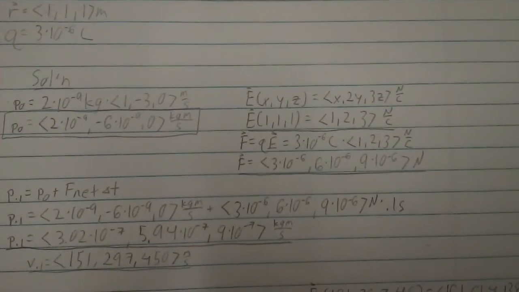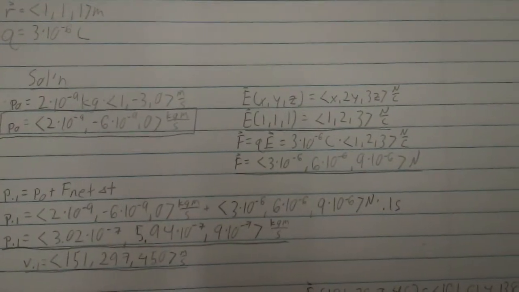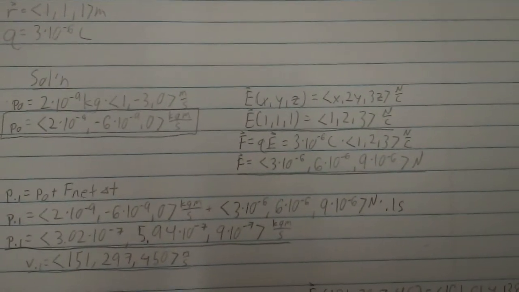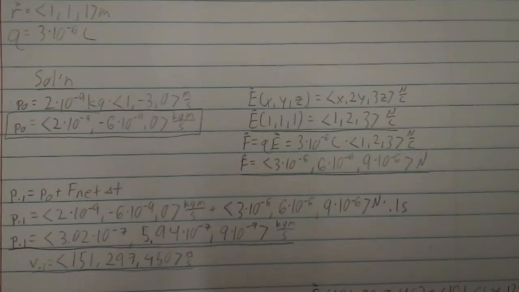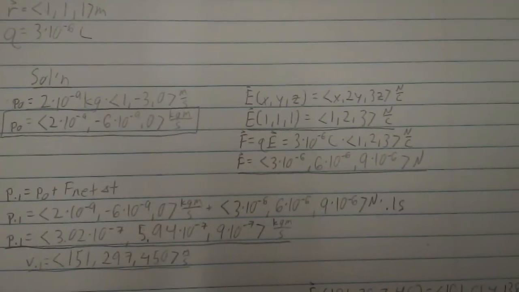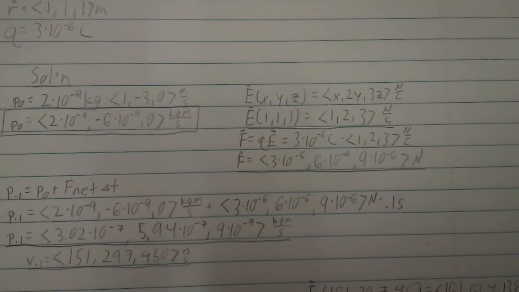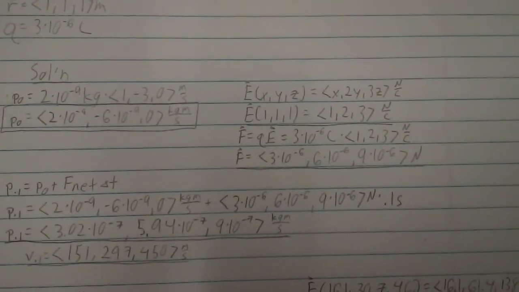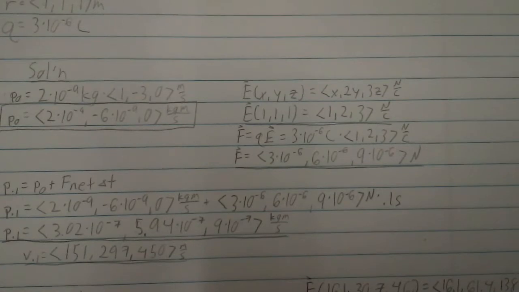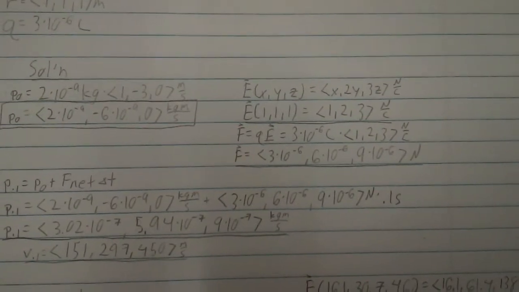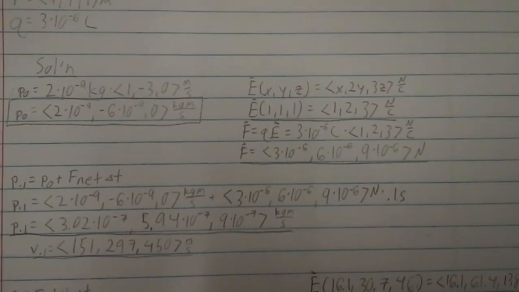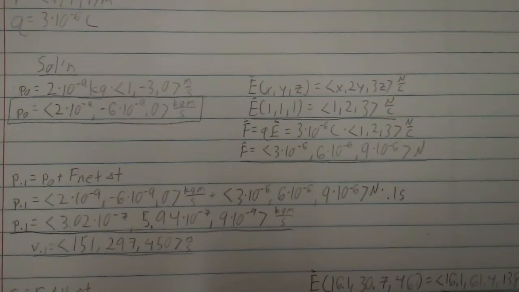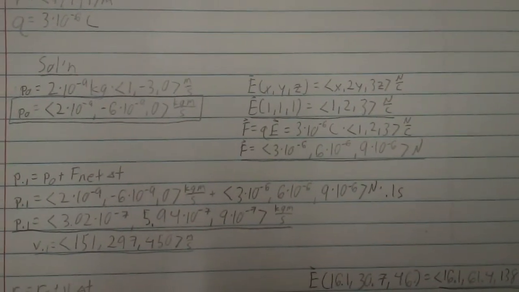Then we find the electric field by plugging in the value of its position, 1, 1, 1, into the equation. And we get 1, 2, 3 newtons per coulomb. Then we find the force applied on the particle by multiplying its charge times the electric field. And we get 3 times 10 to the negative 6, 6 times 10 to the negative 6, 9 times 10 to the negative 6 newtons.